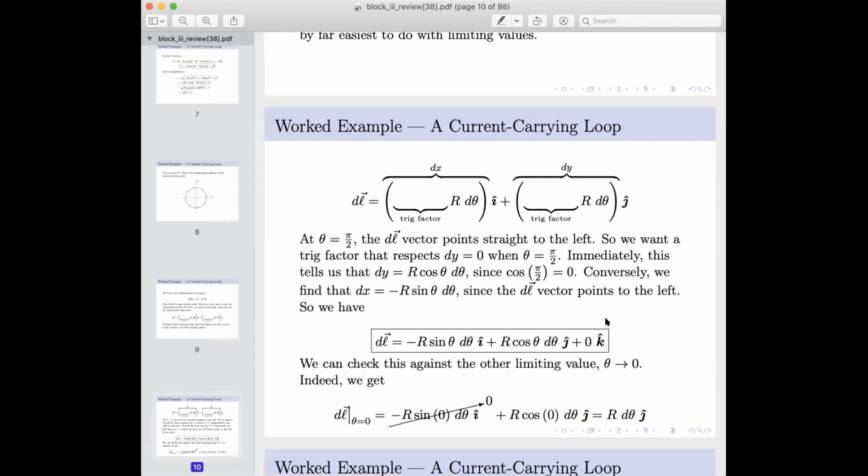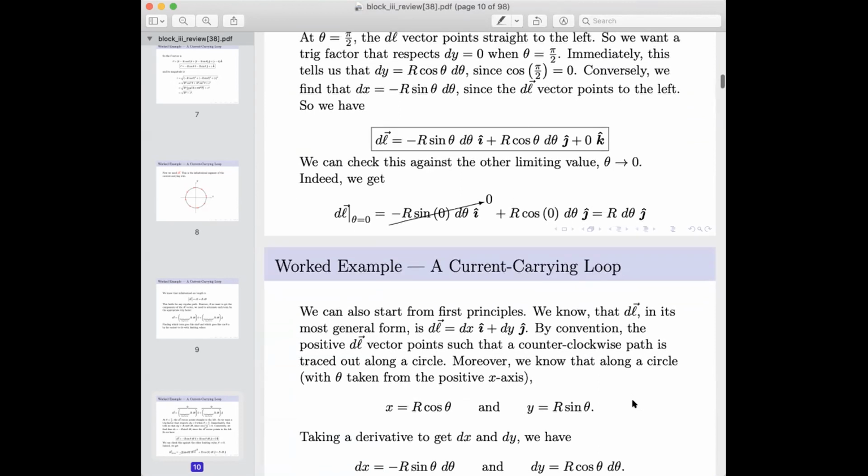So from there we can build our dl vector. The thing here is that usually it is flipped, so you should double check, especially for the signs of your components. But usually for circles and dl vectors, the x direction is sine theta and the y direction is cosine theta. But it is worth it to check.